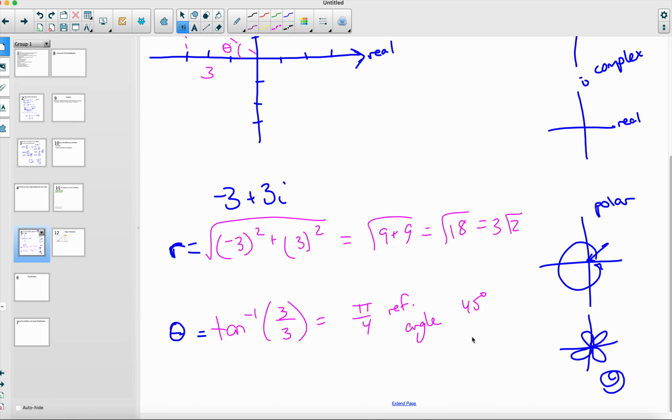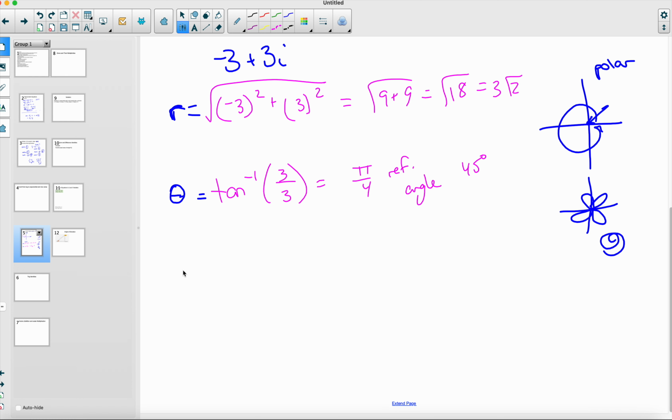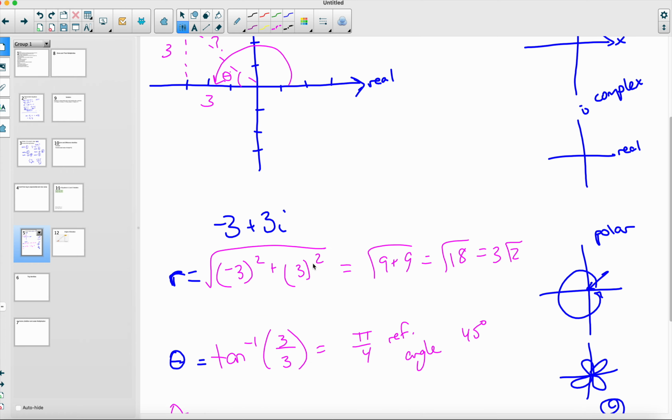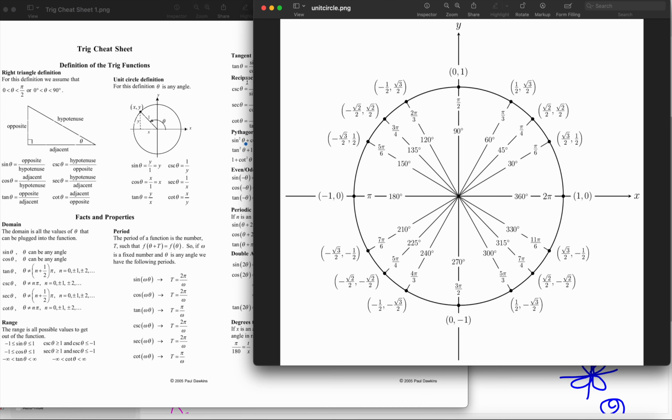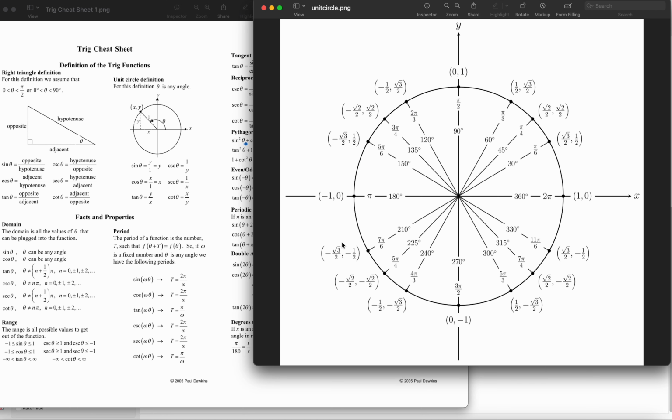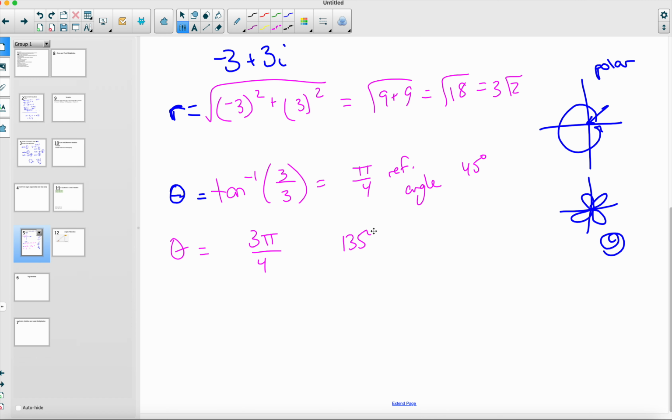Now, you could put it in degrees or radians. I think you should understand both. But this angle that I'm looking at specifically now has to be the angle from here to here. If the reference is 45 degrees or pi over 4, and I'm looking at the angle in quadrant 2, it's 135 degrees or 3 pi over 4, depending on if we're writing it in terms of radians or degrees, because both are fair game.